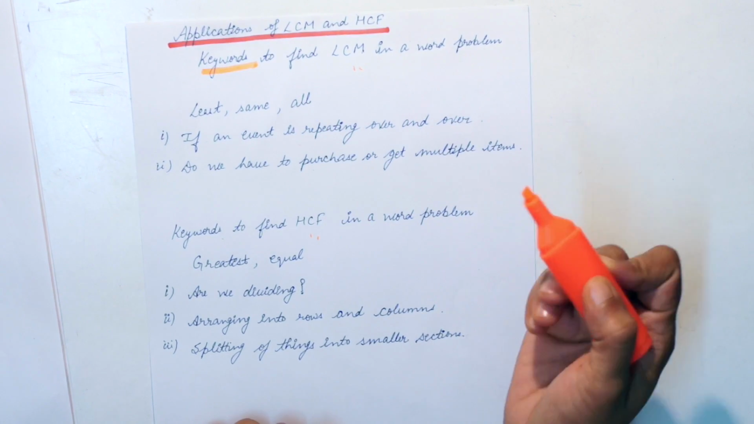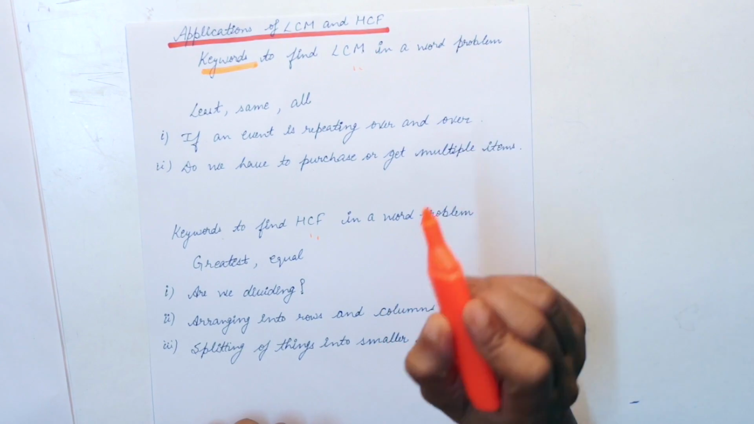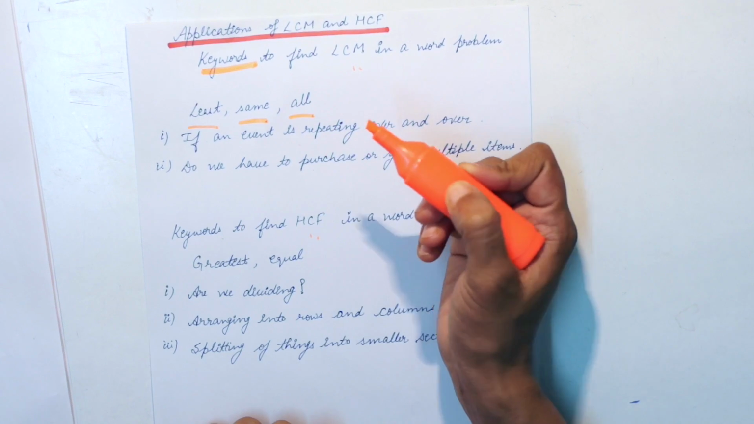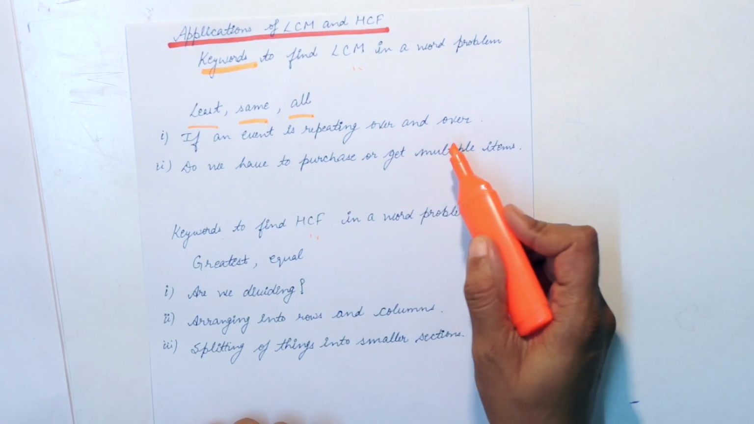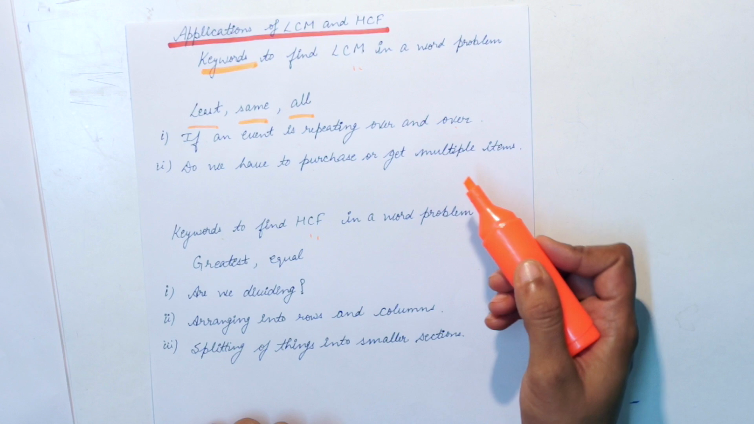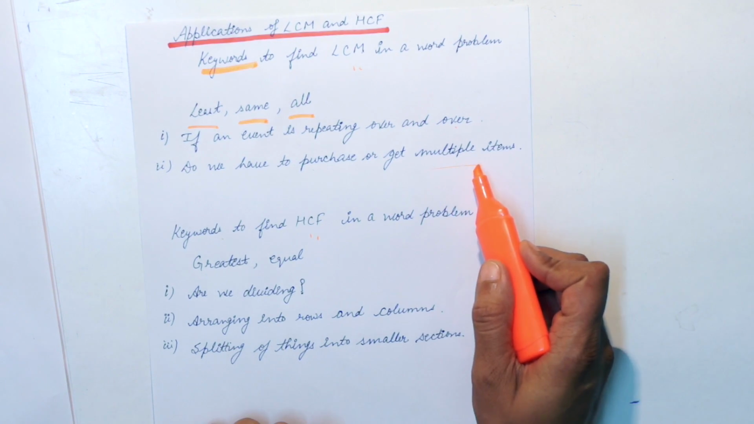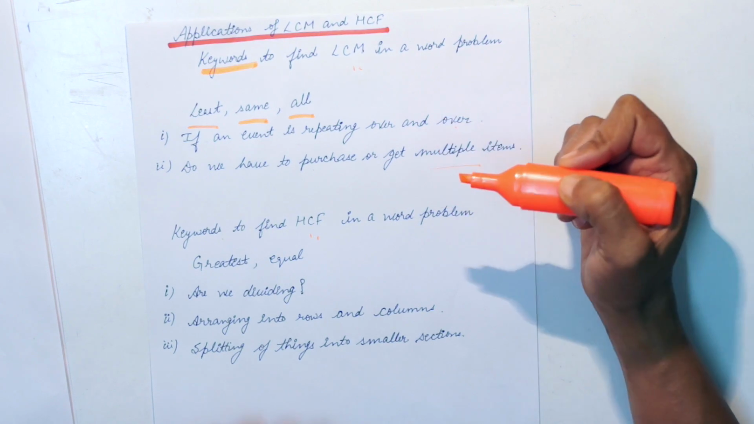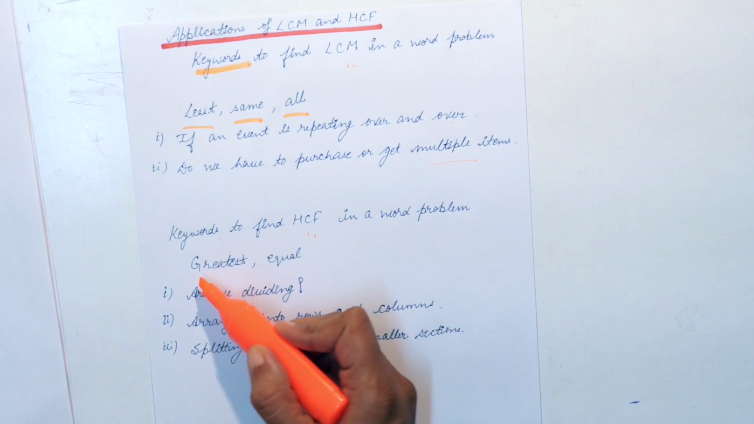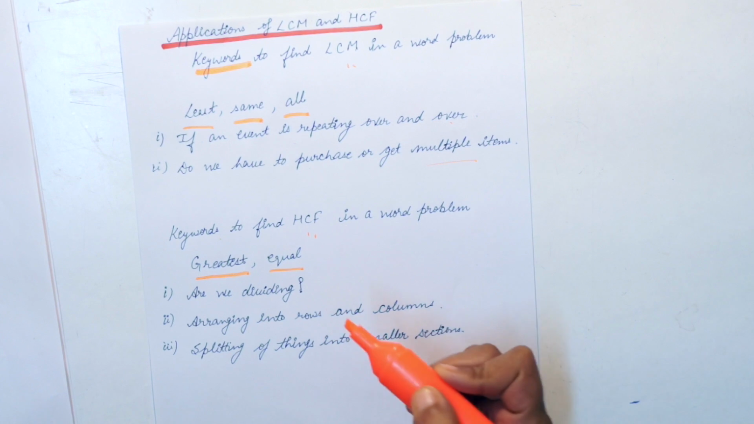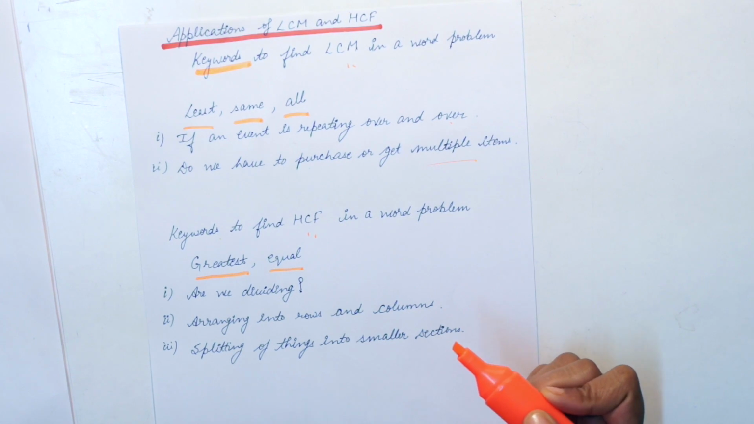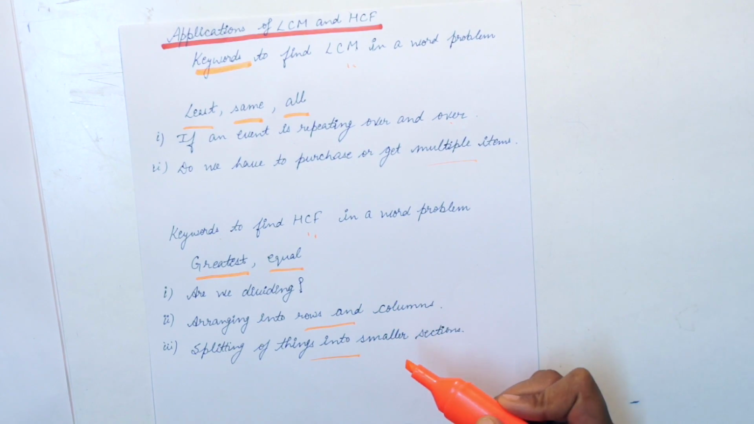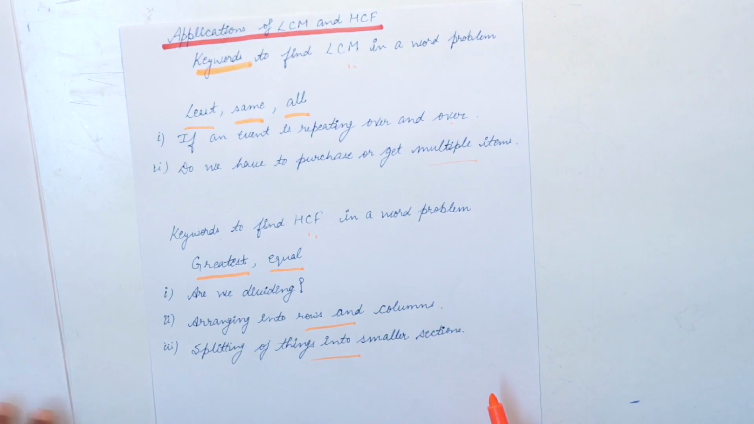So if there is a problem of LCM, there will be some keywords like least, same, all, or we have to check whether an event is repeating over and over, or are we purchasing something to get multiple items. If you find this kind of problem, then you have to find LCM. On the other hand, if there is a keyword called greatest, equal, or we are dividing something or arranging into rows and columns, splitting of things, for this kind of problems we have to find HCM. So let's start with the problem.